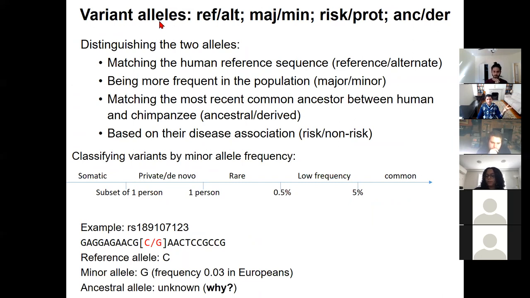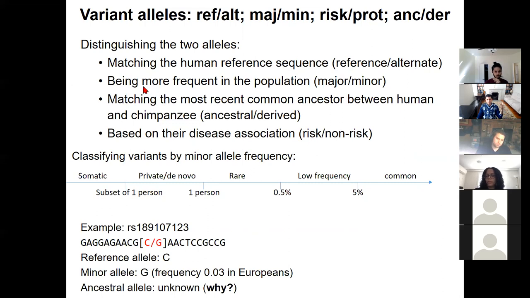So first of all, we need a language for referring to these variant alleles. To distinguish the two alleles, we can talk about whether it matches the reference human genome. And the reference human genome is some person from Buffalo, New York, that is just a random person on the planet. So for every allele, you can ask, does it match the human reference? Does it match this random human among us? Or does it not match that random human among us? Okay, so that's sort of the most unbiased view of talking about alleles.